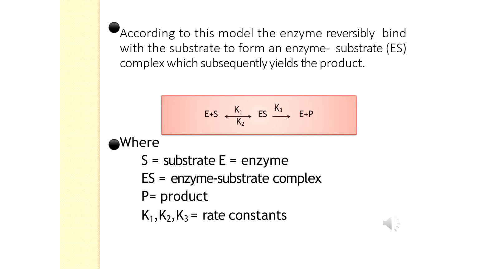Here S is the substrate, E is the enzyme, ES means enzyme substrate complex, P is the product, and K1, K2, K3 are the rate constants. The first step, enzyme reacting with substrate to form enzyme substrate complex, is a reversible reaction. That means the enzyme substrate complex can be converted into enzyme and substrate.